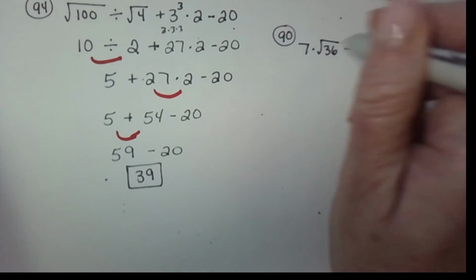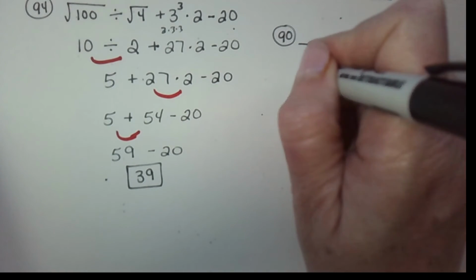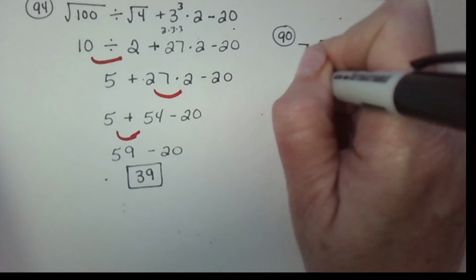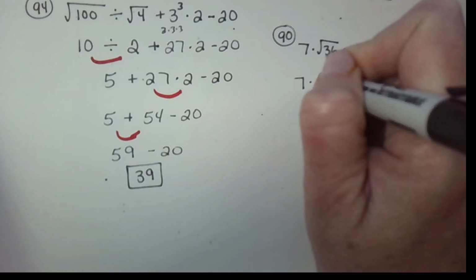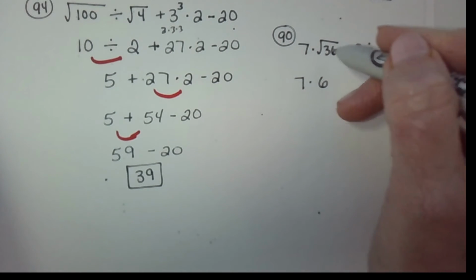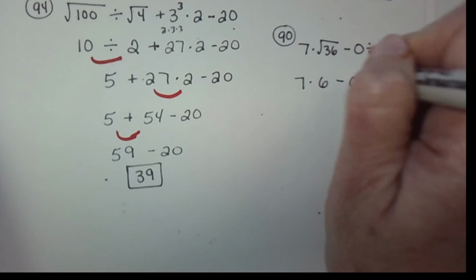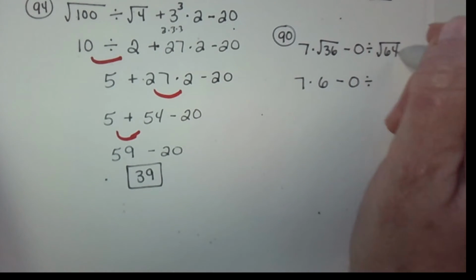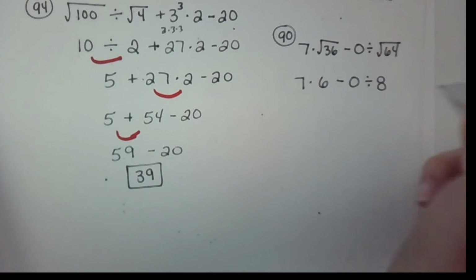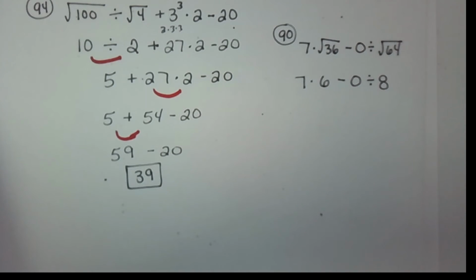Okay, let's do our square roots first. So 7 times square root 36 is 6, or 6 times 6 is 36. Minus 0 divided by square root 64 is 8, because 8 times 8 is 64. Okay, so that's how that's going to go.